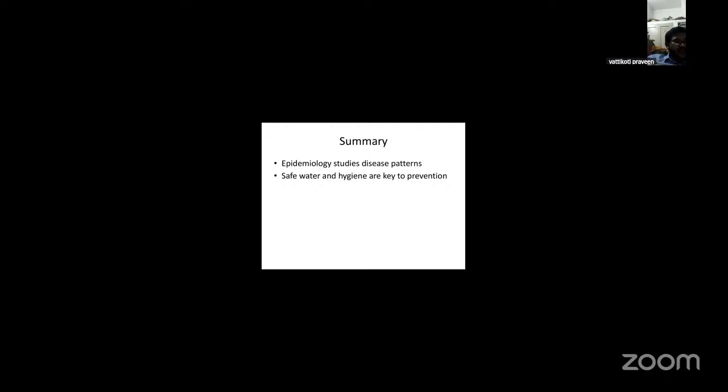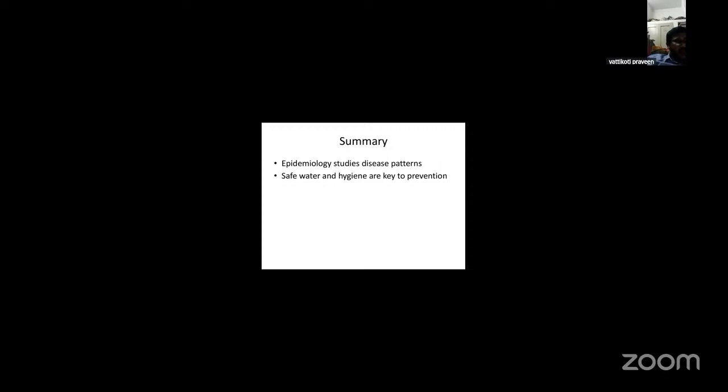What is the summary of epidemiology? Epidemiology is the study of the distribution, causes, and patterns of disease in populations. It helps in understanding how disease spreads, identifying risk factors, and planning prevention and control measures. Many infectious diseases, especially waterborne diseases, are linked to unsafe drinking water, poor sanitation, personal hygiene, and safe drinking water.